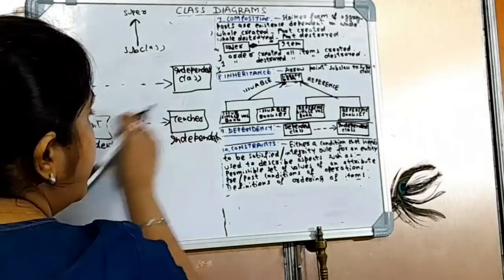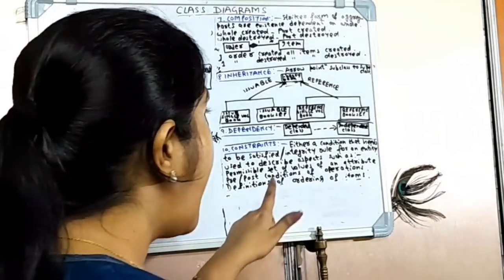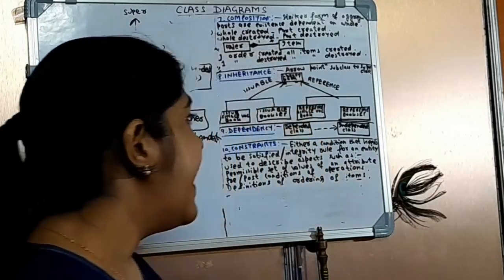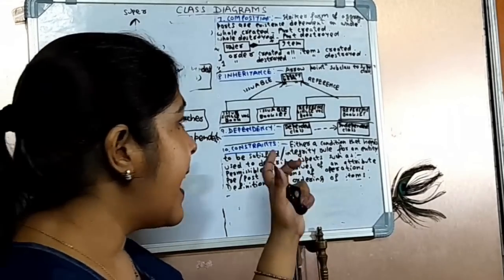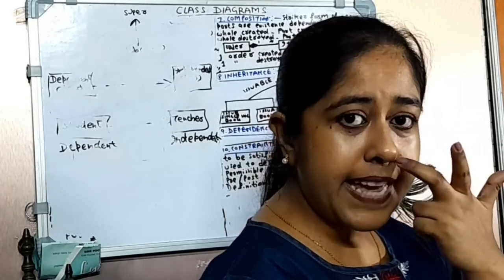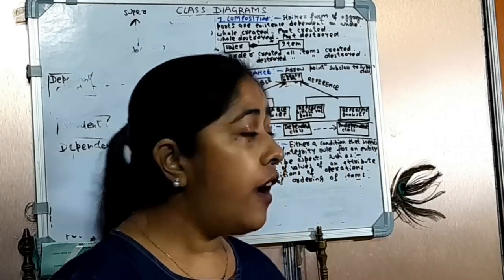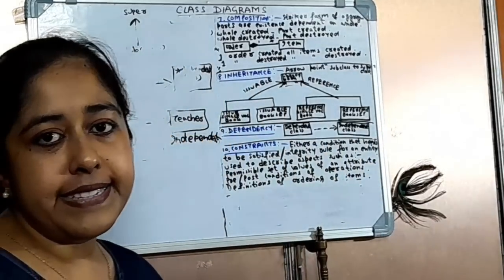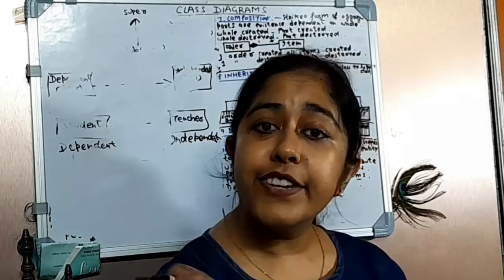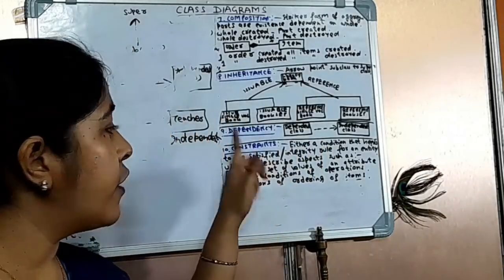And the last one is constraints. Constraints are basically either a condition that needs to be satisfied or an integrity rule for an entity. In the case of class diagrams, this can be any important condition which has to be satisfied, or an integrity rule for any entity. When I am talking about an entity, here it will be a class. Any integrity rule for that particular entity is shown with the help of constraints.